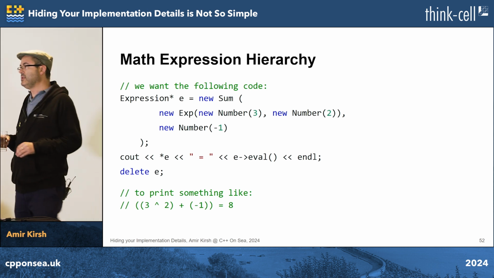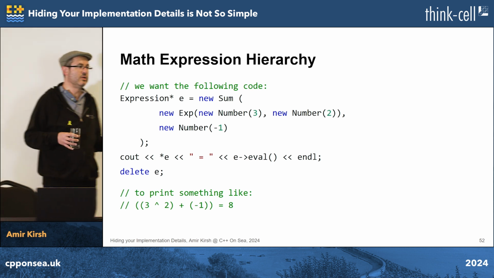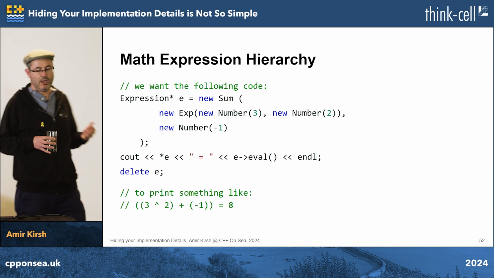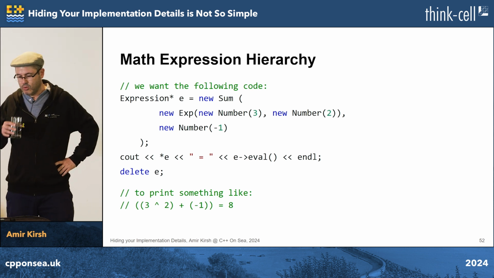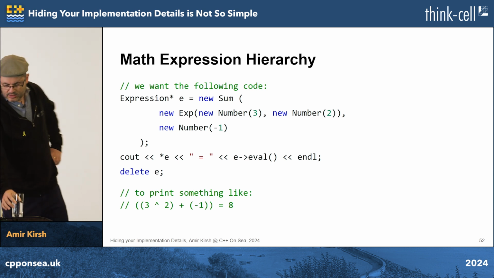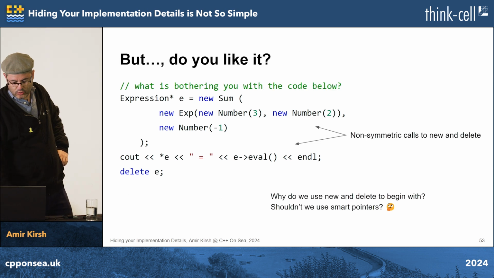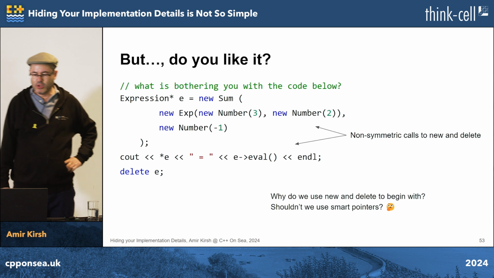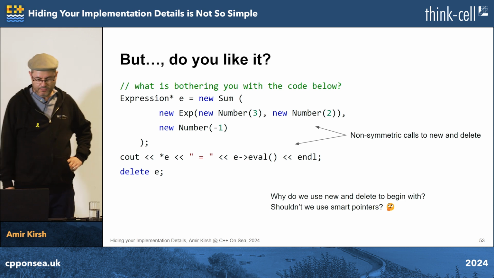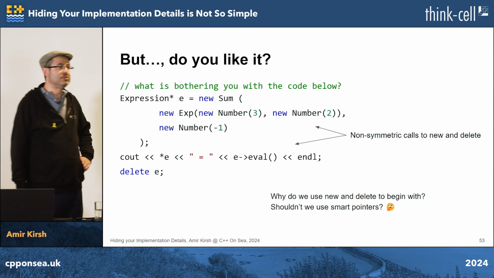So how can you calculate sum? I evaluate both sides and then I sum them. How do you evaluate exponent? I evaluate both sides and send them to the pow function. I think that you can say that what we don't like here is the allocations. I mean, why should you have allocations? And also the non-symmetric calls to new and delete. There are 5 calls to new, I think. 1, 2, 3, 4, 5, and only 1 to delete.